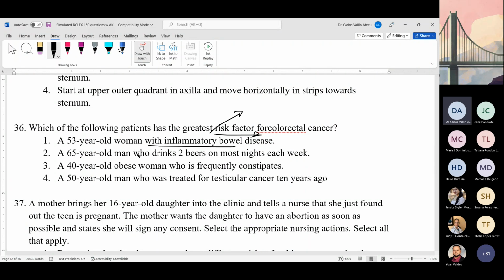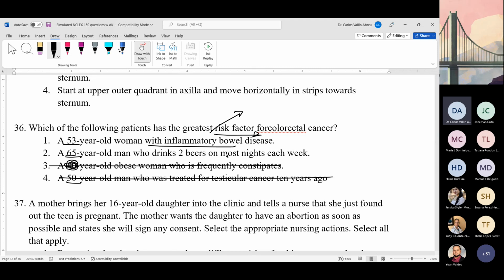Okay. So alcohol and age are risk factors. This is at risk, this is at risk, this is at risk. The 40-year-old is too young. It's not the usual. 45 is when the risk starts. So those 3 by age are at risk. But testicular cancer and its treatment have no relation, so we can rule that out.